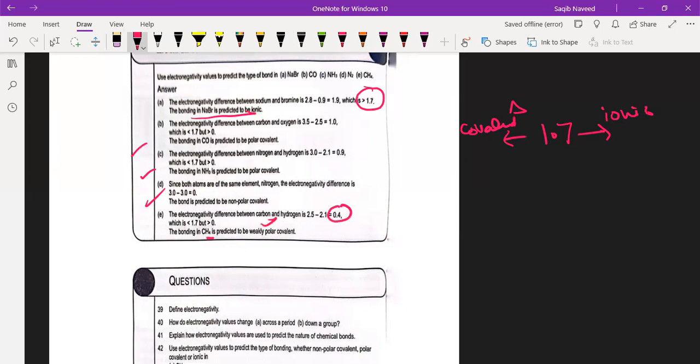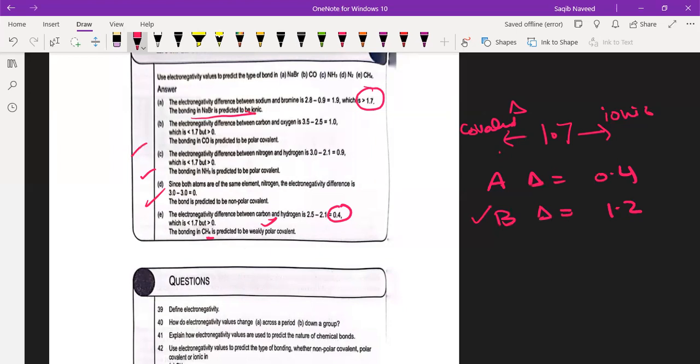Let's suppose compound A has an electronegativity difference of 0.4 and compound B has an electronegativity difference of 1.2. Which compound is more polar? The one with the higher difference value. The B, right?